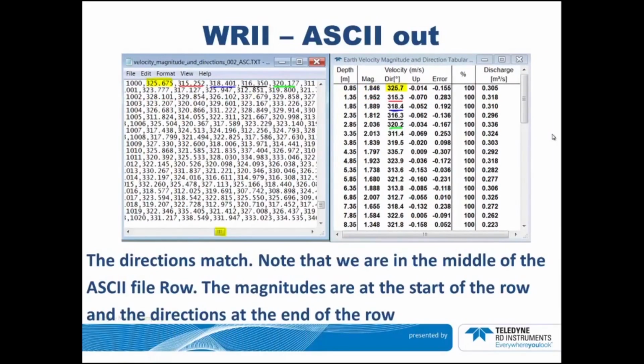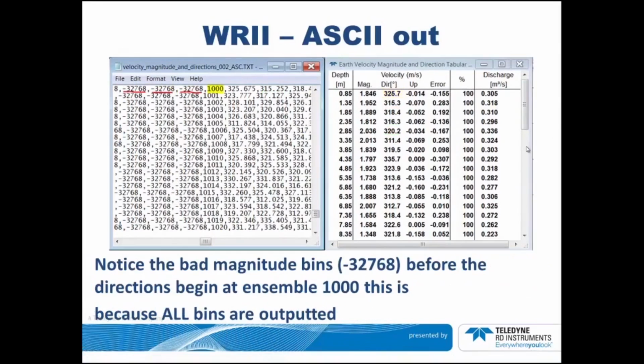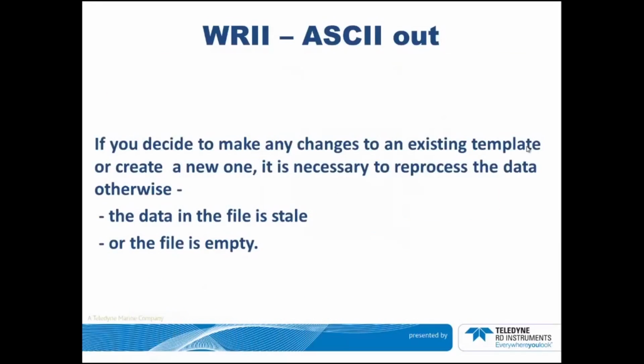The directions match. Note that we are now in the middle of the ASCII file, as you can see from the yellow highlighted mark on the bottom of the ASCII file. The magnitudes are at the start of the row and the directions are at the end of the row. Again, you'll notice that the directions highlighted in yellow, red, and blue are all correct. Notice the bad magnitude bins, minus 32,768, before the directions begin and ensemble number 1000. This is because all the bins are outputted. If you decide to make any changes to an existing template or create a new one, it is necessary to reprocess the data. Otherwise, the data in the file is stale or the file is empty.